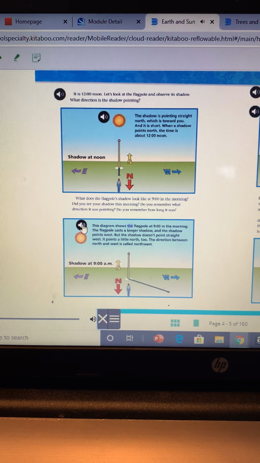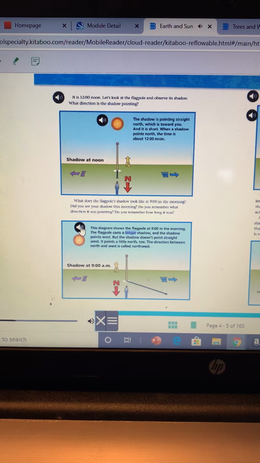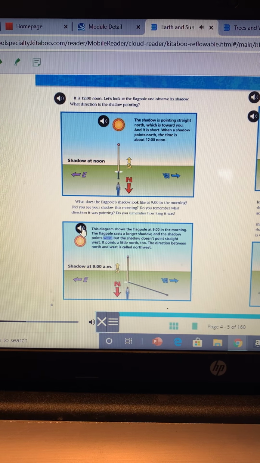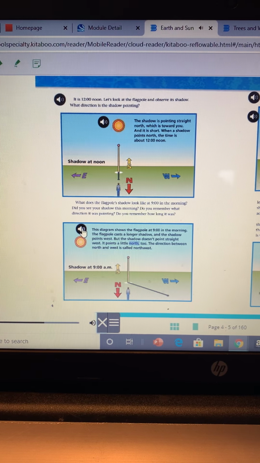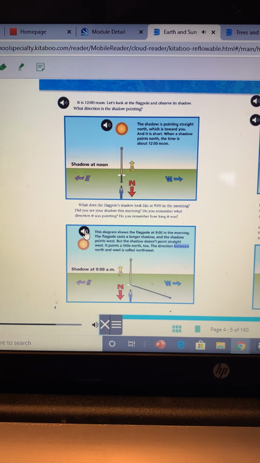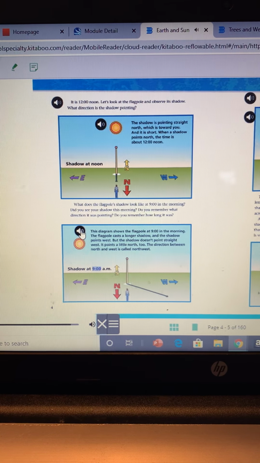This diagram shows the flagpole at 9 o'clock in the morning. The flagpole casts a longer shadow, and the shadow points west. But the shadow doesn't point straight west. It points a little north, too. The direction between north and west is called northwest. Shadow at 9 o'clock a.m.